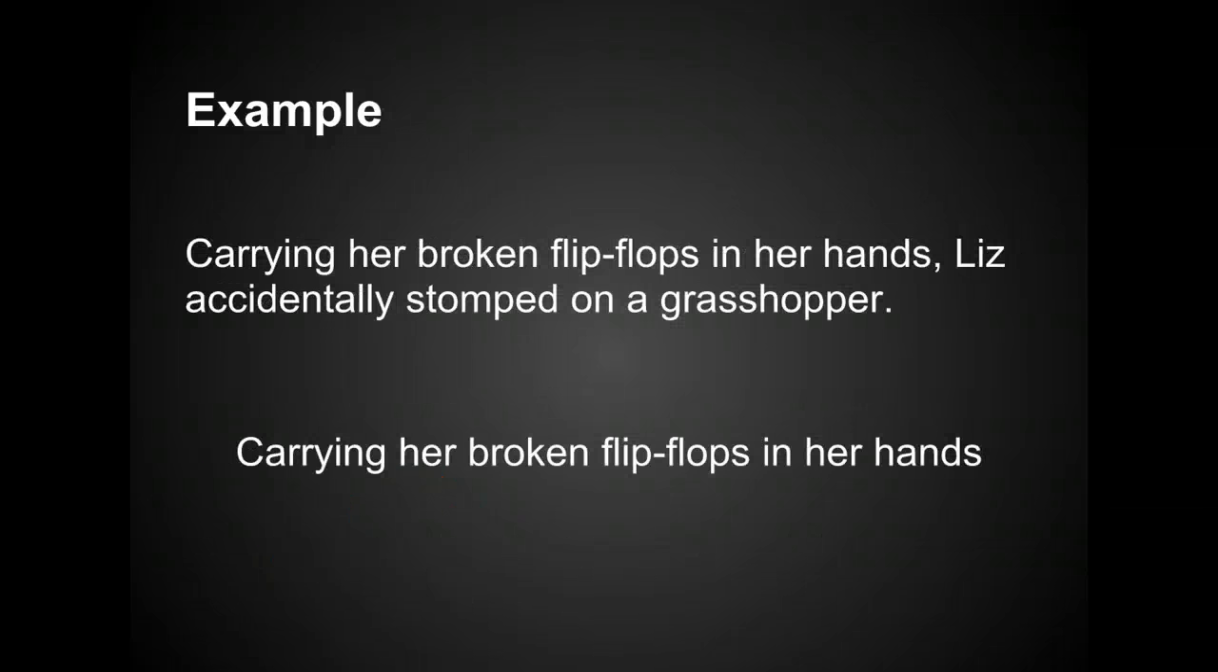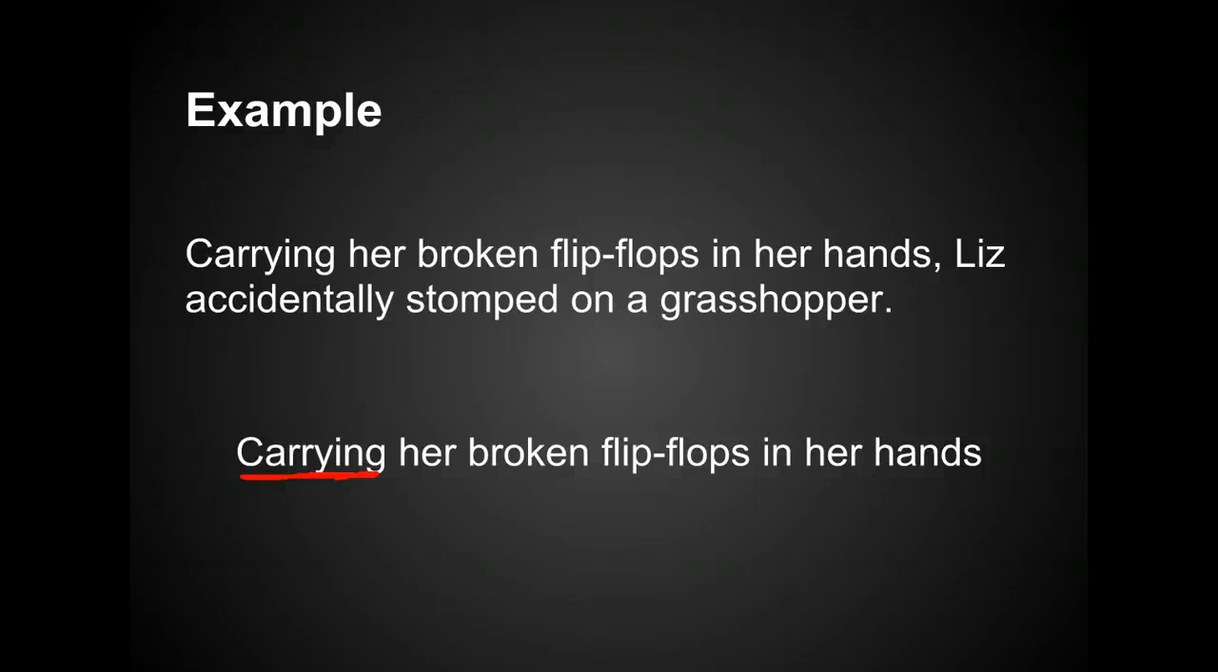There it is. Some of you are starting to panic because you're not really sure how to figure out where the participle stops. You can figure out where it begins. I mean, here we've got this sentence. Carrying her broken flip-flops in her hands, Liz accidentally stomped on a grasshopper. Poor grasshopper. Okay, we know from our notes before that participles usually start with the participle, and here is our ing word. Carrying looks like a verb. This is, in fact, our participle.